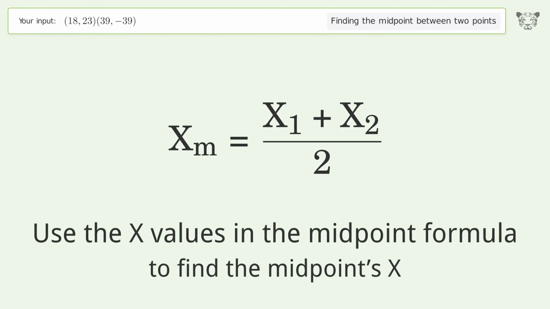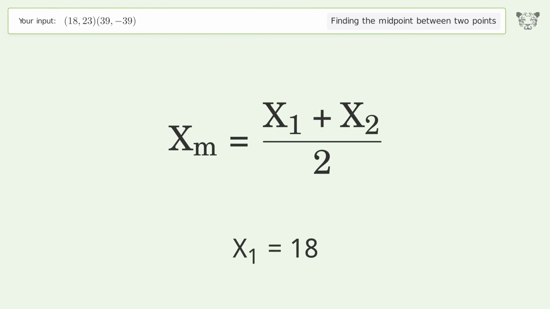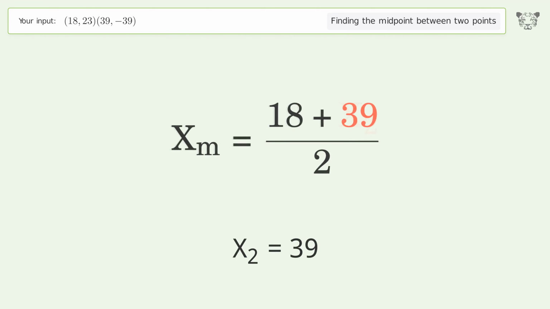Use the x values in the midpoint formula to find the midpoint's x. x1 equals 18. x2 equals 39. Simplify the arithmetic.